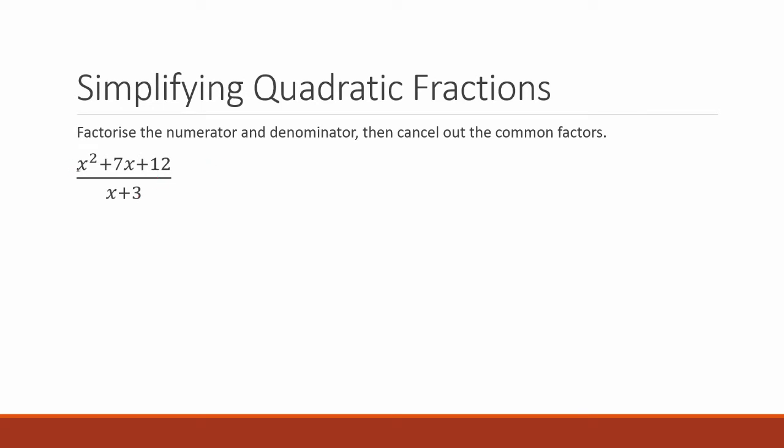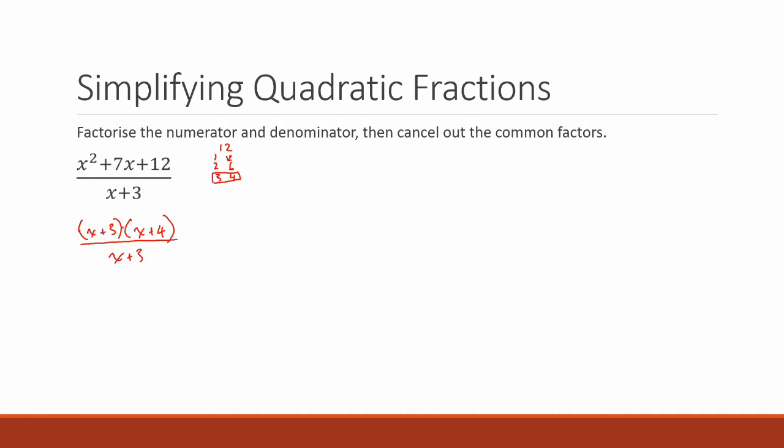So we have an a value of 1, so it's 1 times 12. So we're looking for factors of 12 that add to 7. We have 1 and 12, 2 and 6, 3 and 4. Here we go, 3 and 4 are going to add together. Okay, so we need to rewrite the numerator as x plus 3, x plus 4, and that is going to be over x plus 3.